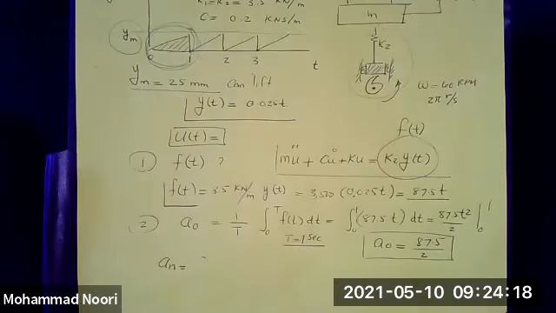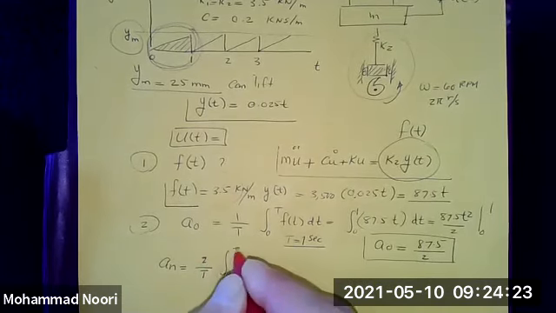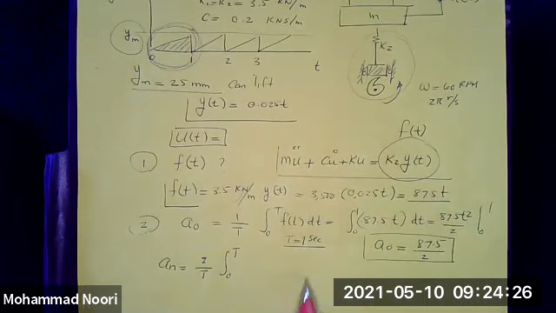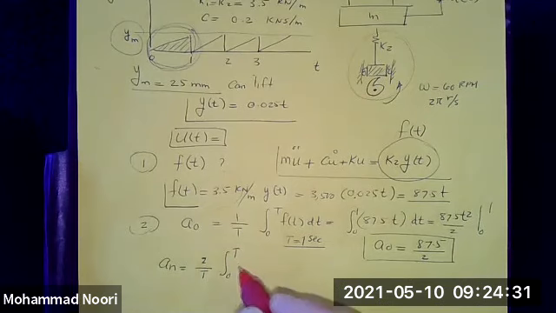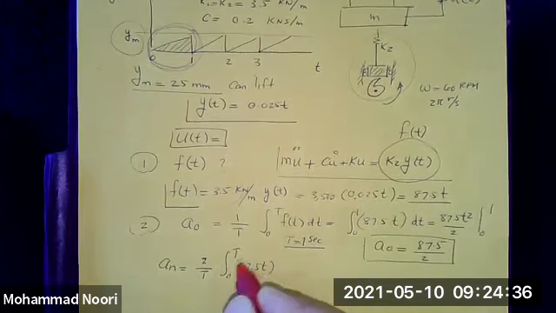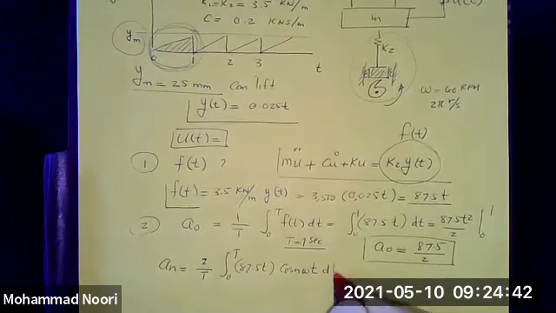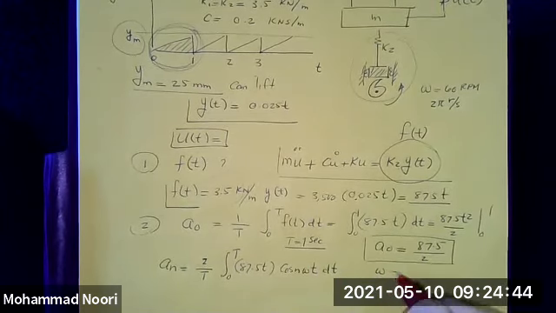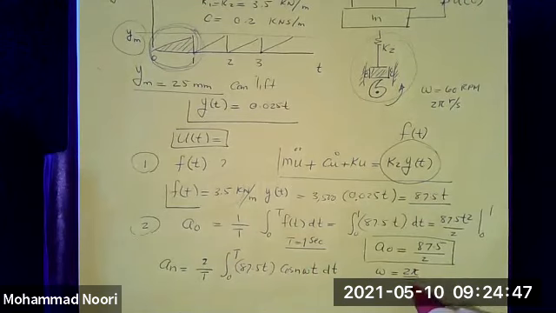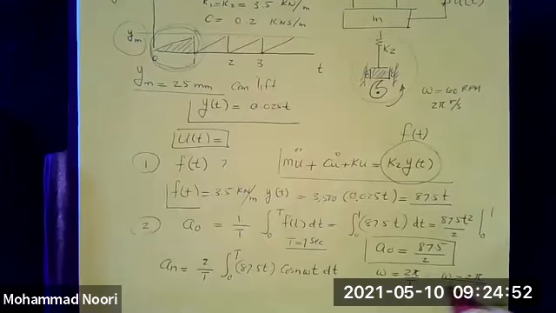So a_n would be 2 over the period, integral from 0 to T of, you remember that, f of t times cosine of n omega t. So you have 87.5 t cosine n omega t dt, where, remember, omega is 2 pi over T. T is 1, so omega in this case is just 2 pi. So let's perform the integration.